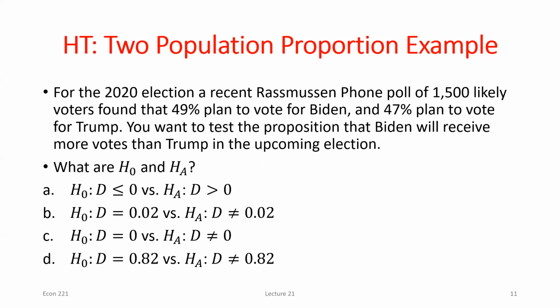Is it clear what I'm saying here? Not really. No, yeah. So we want to test for whether or not Biden is getting more votes than Trump, or is that difference between the proportions positive, or greater than 0? So that's our alternative hypothesis. We assume the exact opposite is true.